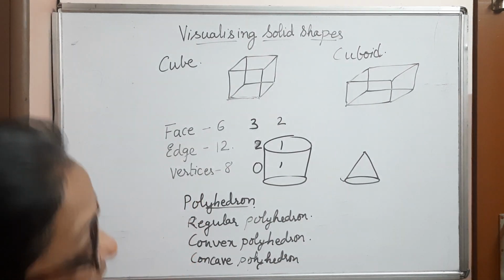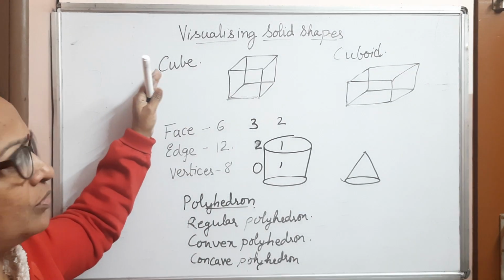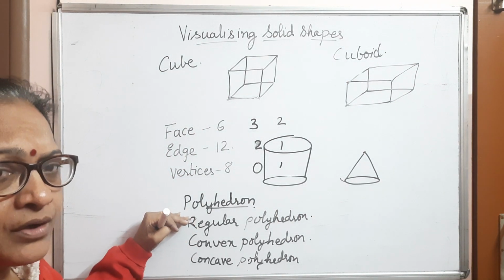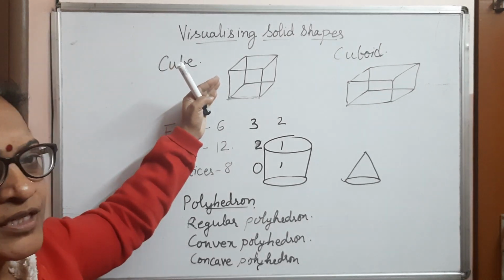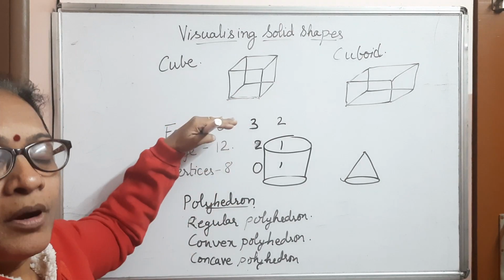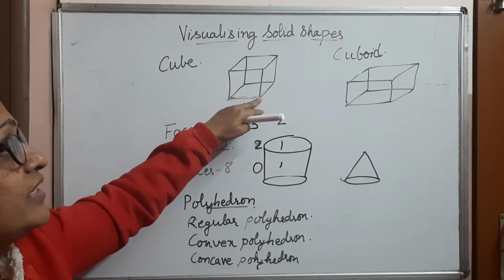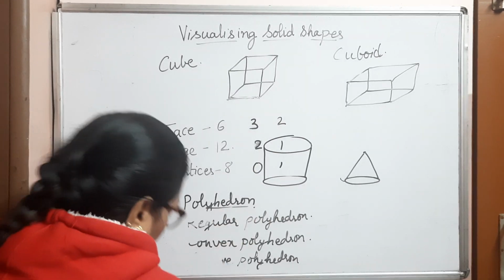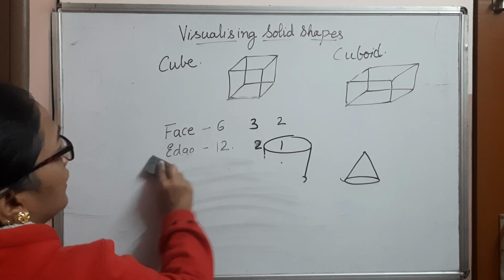Next coming up, these were the general 3D shapes that you already know about: cube, cuboid, cylinder, cone. And what is a polyhedron? A polyhedron is made up of the same number of faces meeting at the same vertex, or you can say that they are made up of regular shapes, and at each vertex there are an equal number of faces meeting.